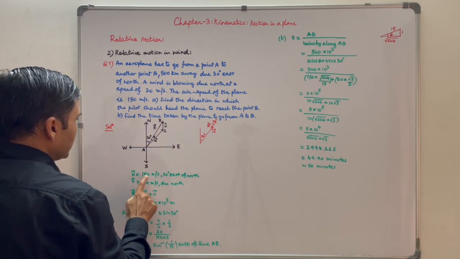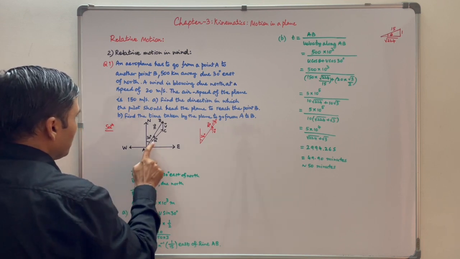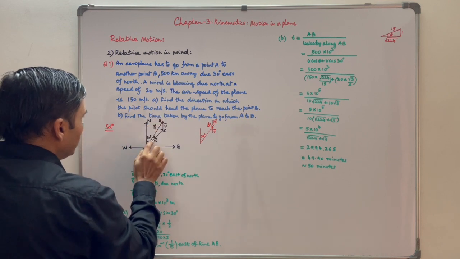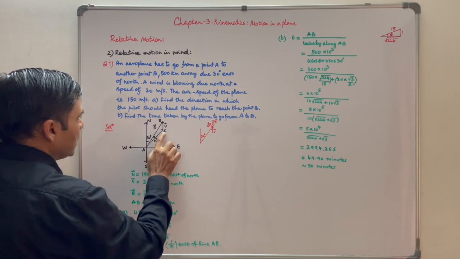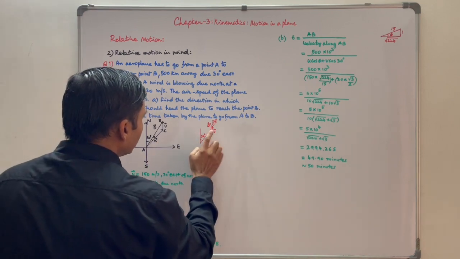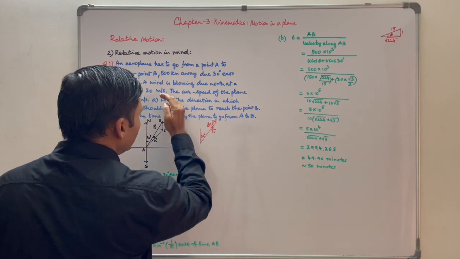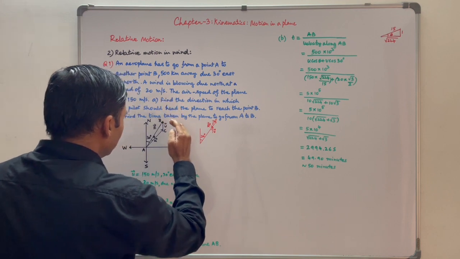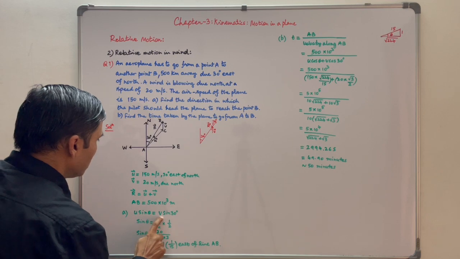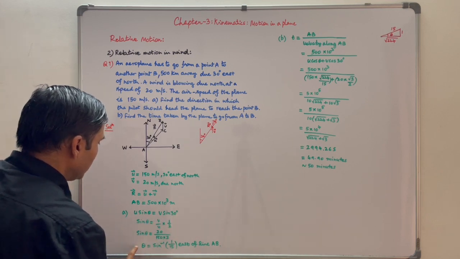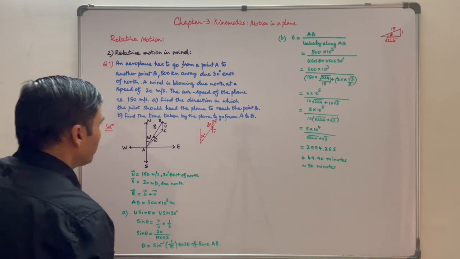So U is given as 150 meters per second, V is given as 20 meters per second. The component of U along the line AB will be U cos theta and perpendicular to it will be U sin theta. Similarly, the component of V along the line AB will be V cos 30 degrees and perpendicular to it will be V sin 30 degrees. So the perpendicular components will cancel each other. So U sin theta is equal to V sin 30 degrees, or theta is equal to sin inverse 1 by 15 east of line AB.